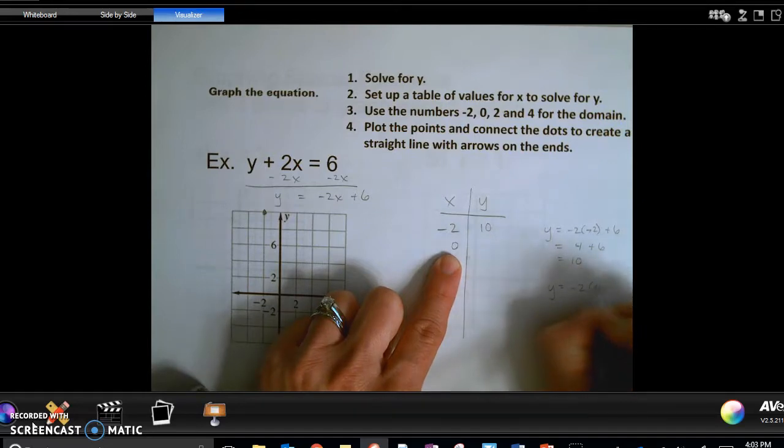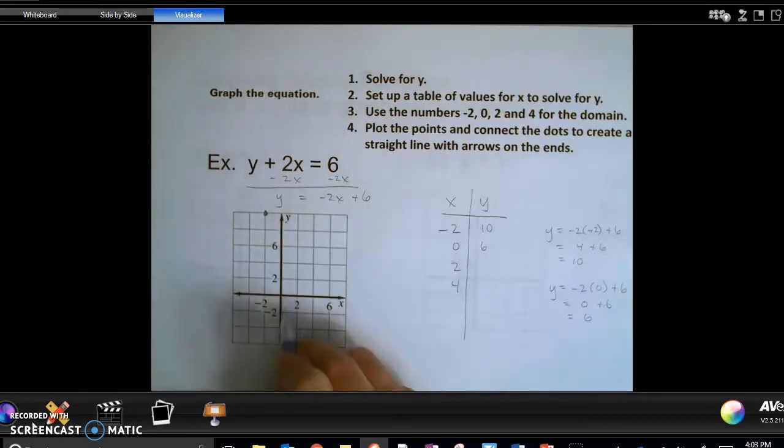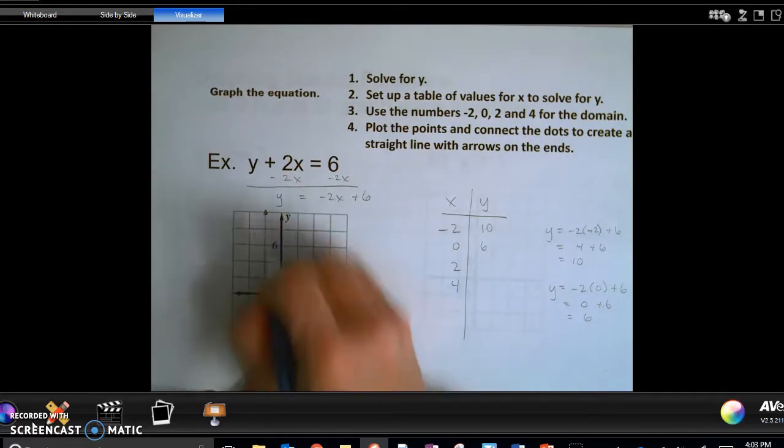And now let's substitute 0 into my equation. Y equals -2 times 0 plus 6. -2 times 0 is 0. 0 plus 6 is 6. So from the origin, I go over 0 and up 6.